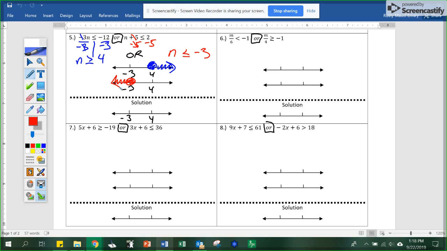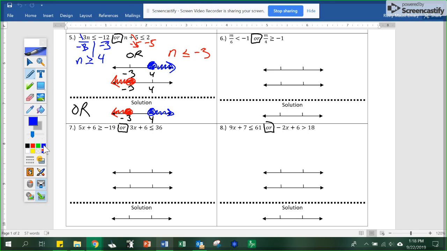And now when I put these two graphs together for my final solution, or means anything that's shaded. So as long as it's in the blue area or the red area, it goes on my final graph. So that means I'm just going to basically transfer each of those shaded regions down to my final graph. So both of those become on the same number line. So that means my solutions are anything that is in the red or the blue is part of my final answer. Okay?